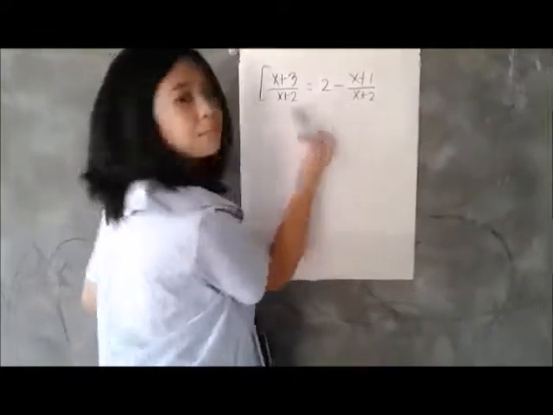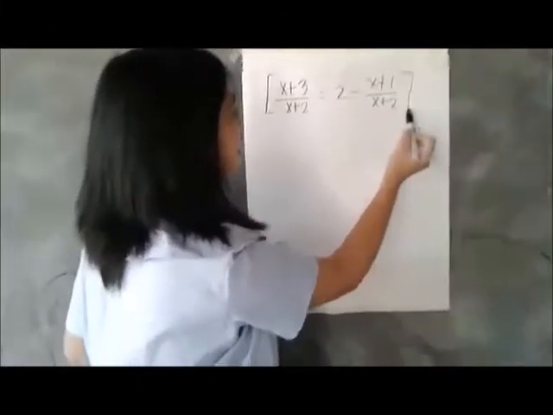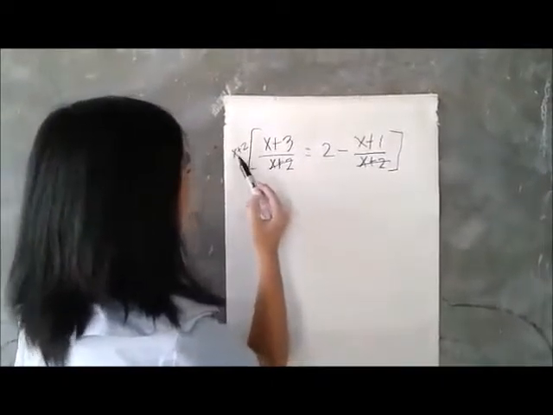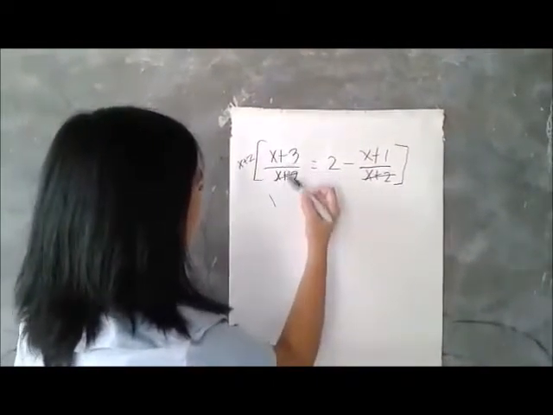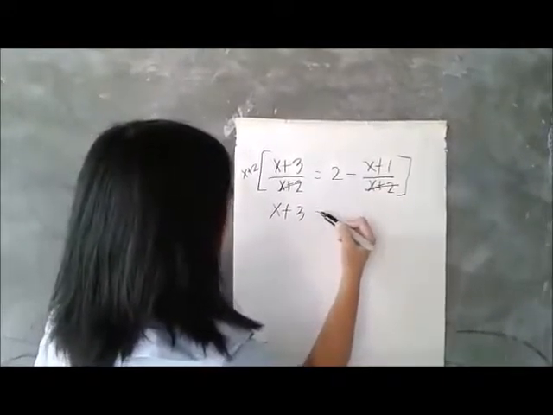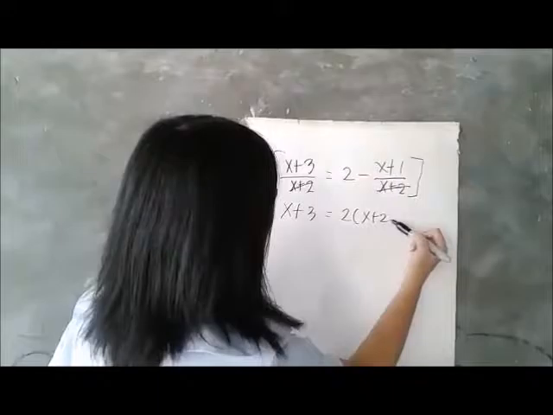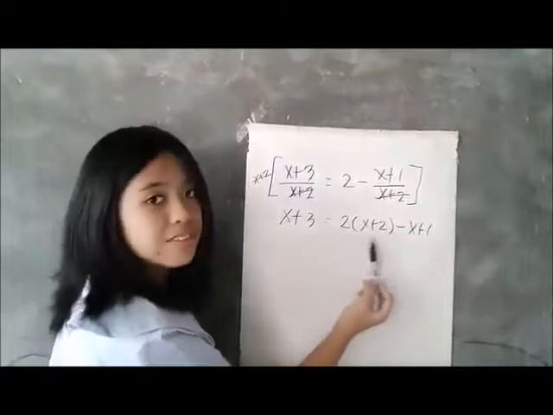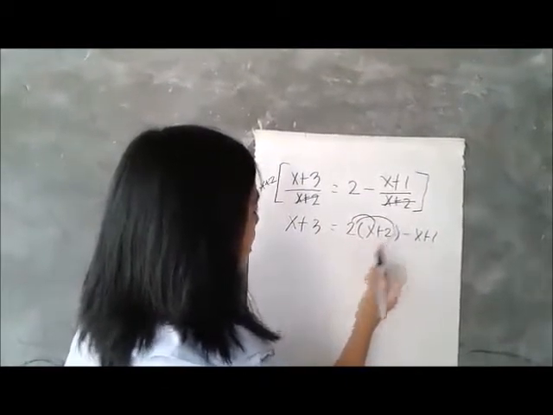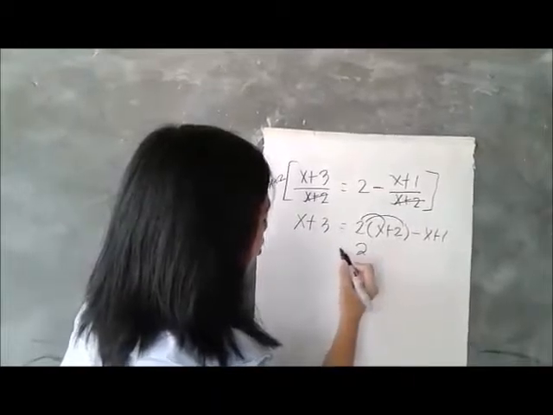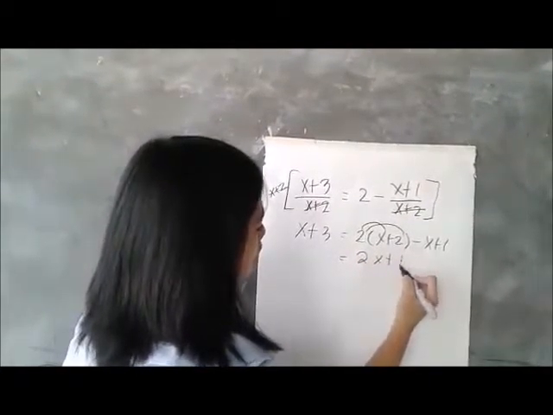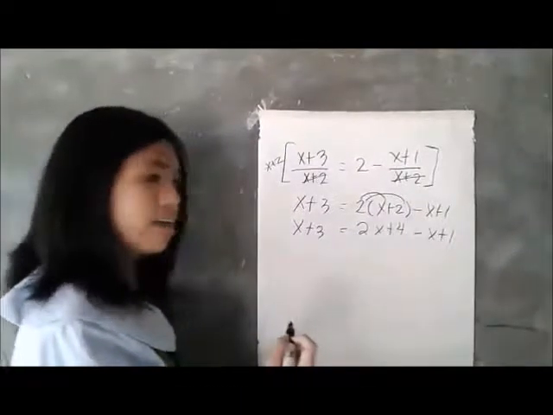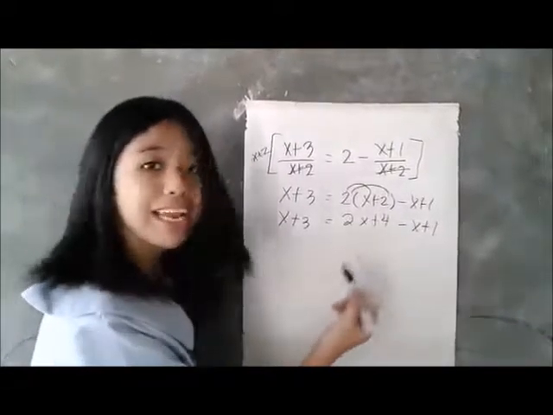So, the denominator is the same, so we just cancel it. Then we multiply here. Bring down x plus 3 equals 2 times x plus 2 minus x plus 1. So what we will do is multiply this: 2 times x equals 2x, plus 2 times 2 equals 4. So bring this down again, minus x plus 1. Then after that, combine like terms.